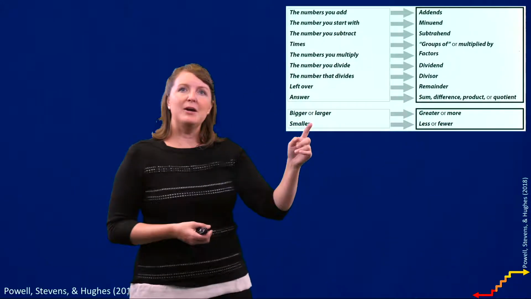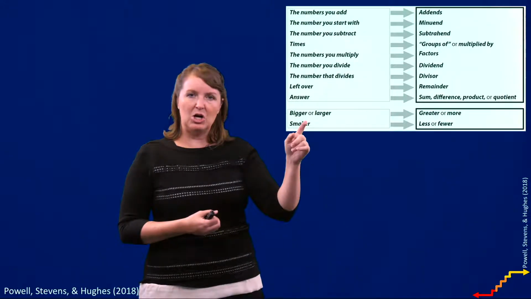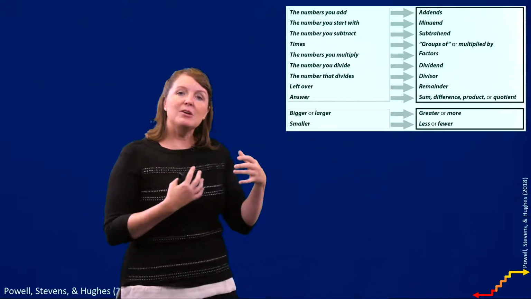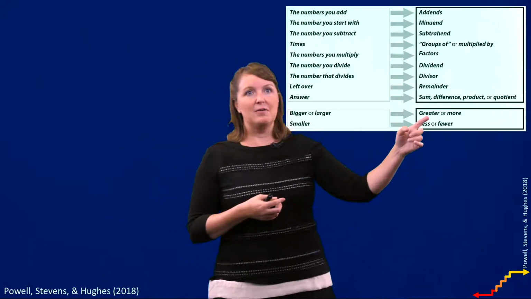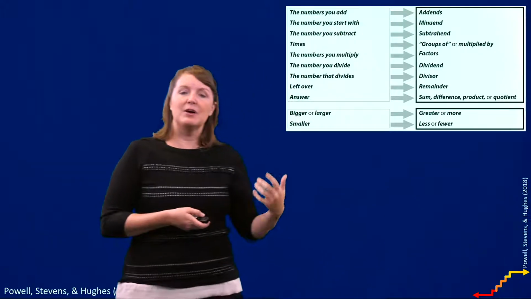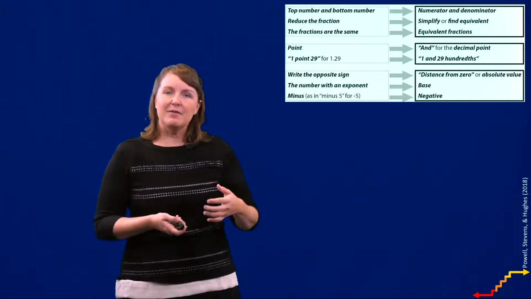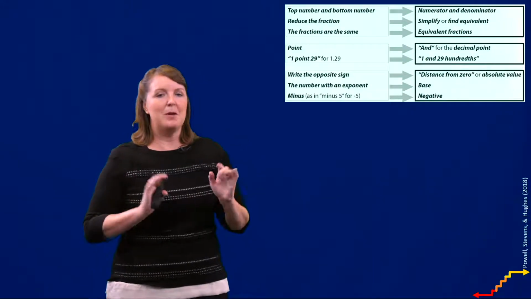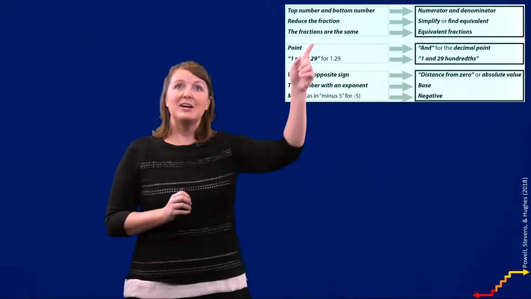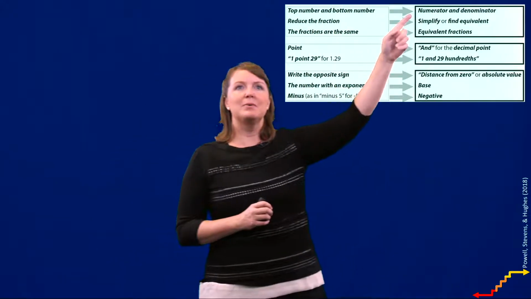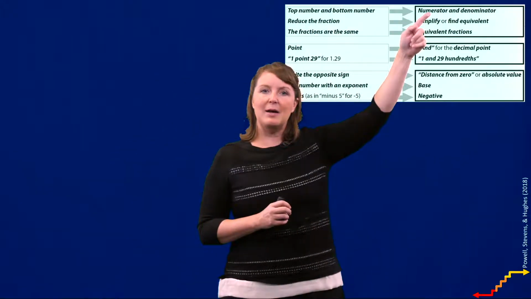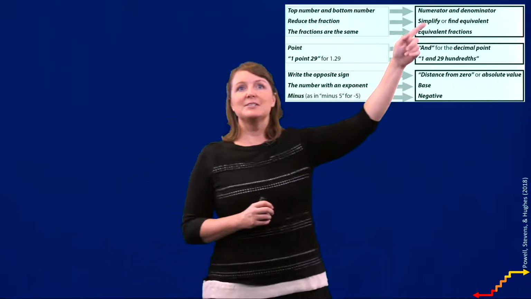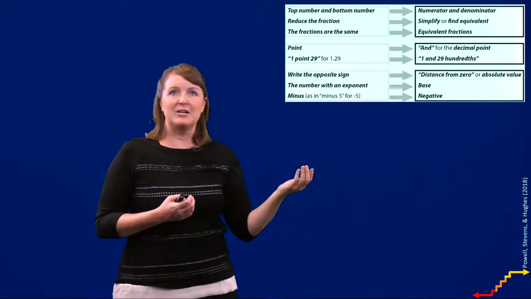When we're thinking about comparison numbers, instead of saying bigger or larger or smaller, those really refer to size. Think about the numbers that refer to quantity, and that would be greater or more or less or fewer. Here are a few other examples. We really hope that you're not saying top number and bottom number because a fraction is one number. So instead of saying top number and bottom number, we should ask about the numerator and denominator. Instead of asking students to reduce fractions, we should say simplify or find an equivalent fraction.